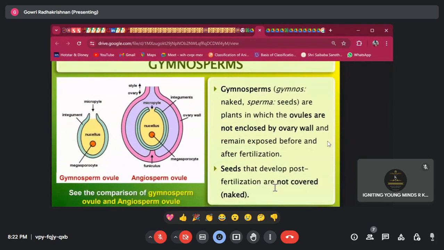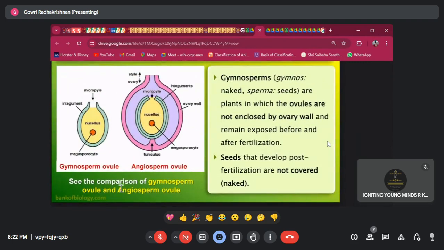So gymnosperms, you can see here the gymnosperm ovule and angiosperm ovule. You can see the difference. See the angiosperm ovule, it is enclosed: the nucellus is inside the ovary wall and everything. Now here, just the nucellus is present, micropyle is there, integument is there, and megasporocyte is there. So that is the gymnosperm ovule, and this is the angiosperm ovule.